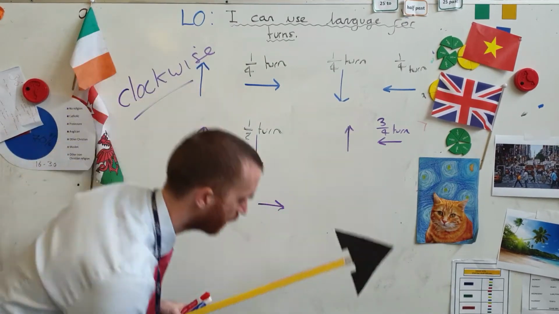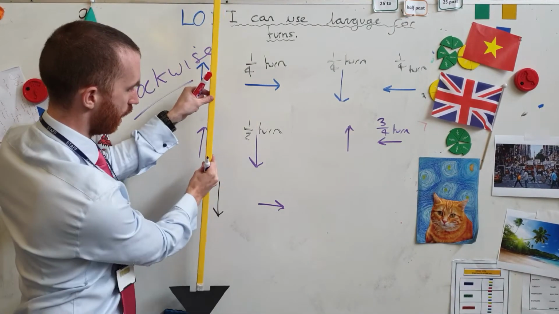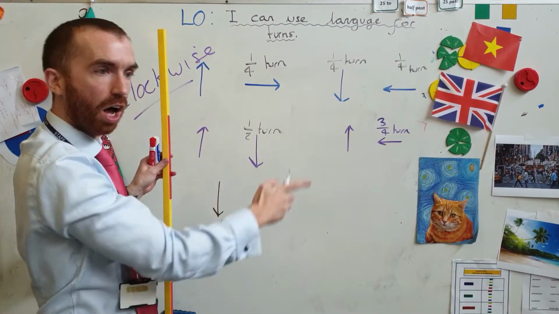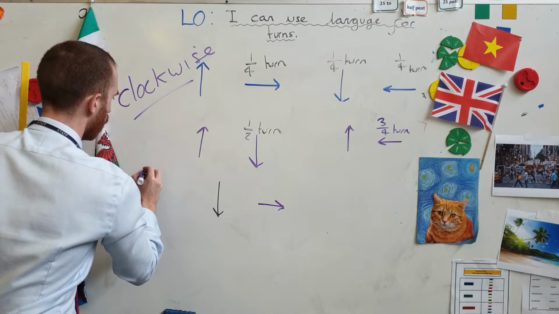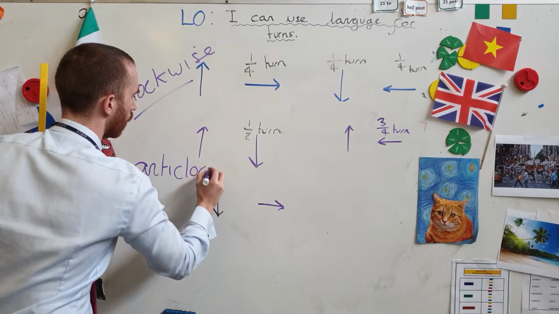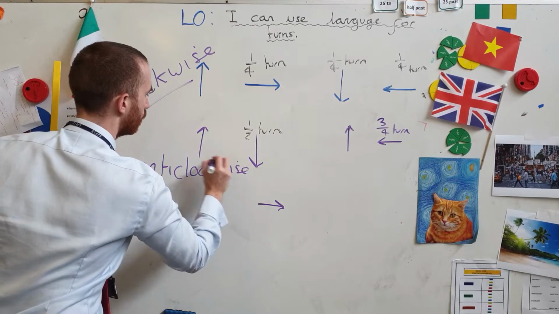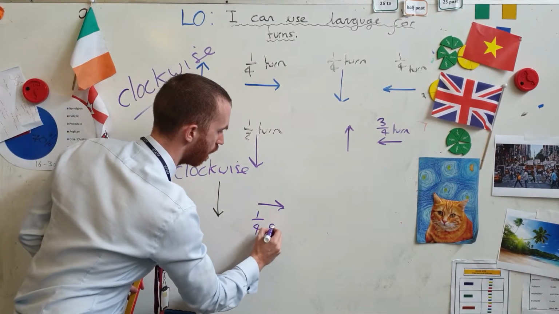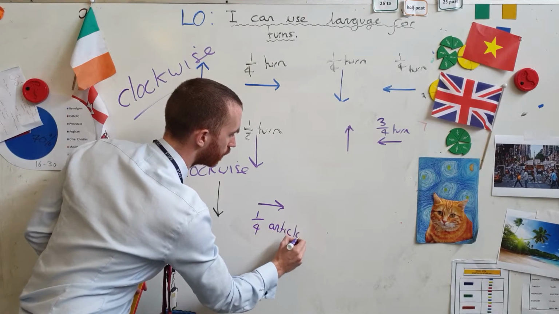So this time, I've actually gone from here to here the other way. And if I go the other way to a clock, I go anti-clockwise. Anti-clockwise, couldn't spell for a second there. So that is actually a quarter turn anti-clockwise.